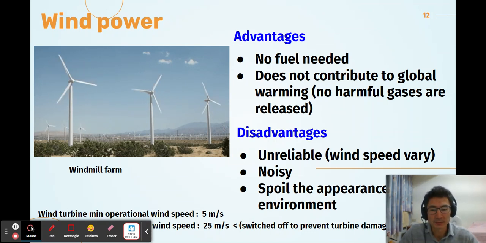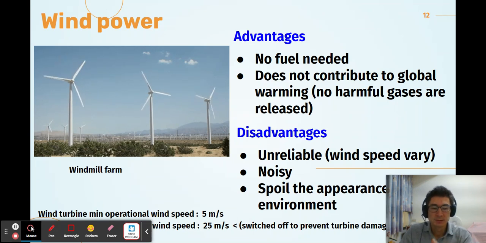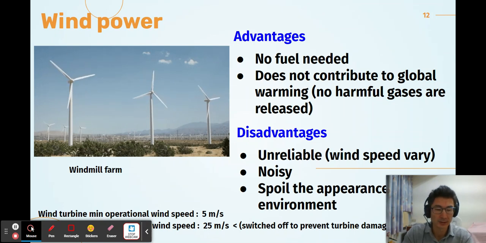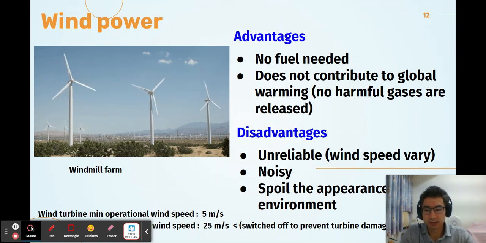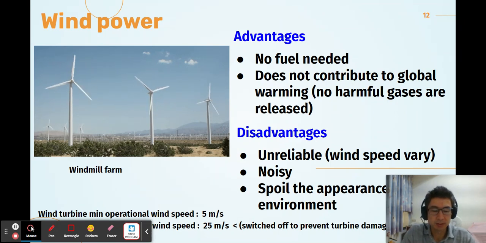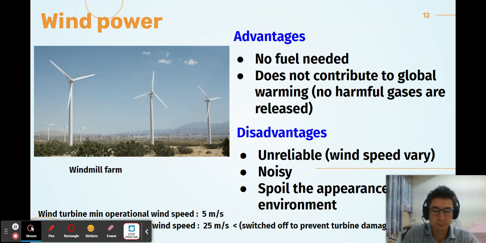Yeah, there are also disadvantages. We can make windmill farms in not hospitable places like deserts, and I think in many countries they prefer non-living areas, not urban areas.